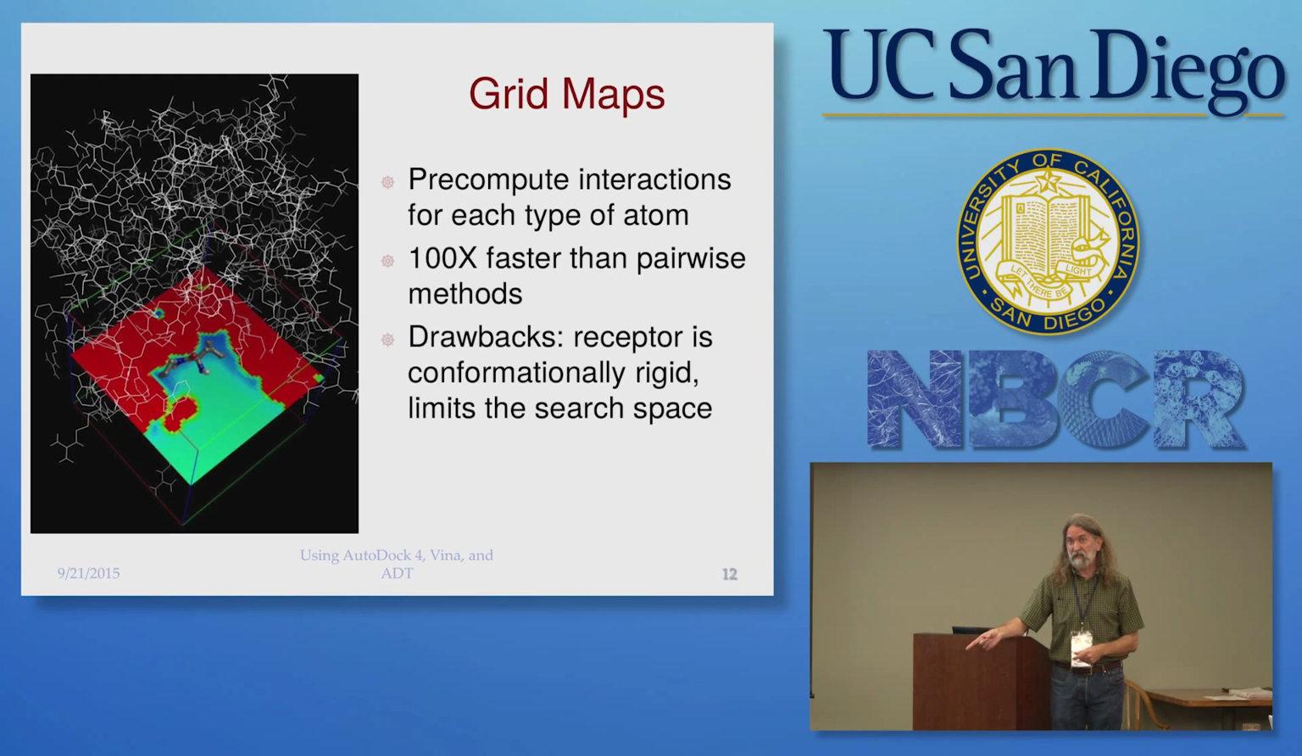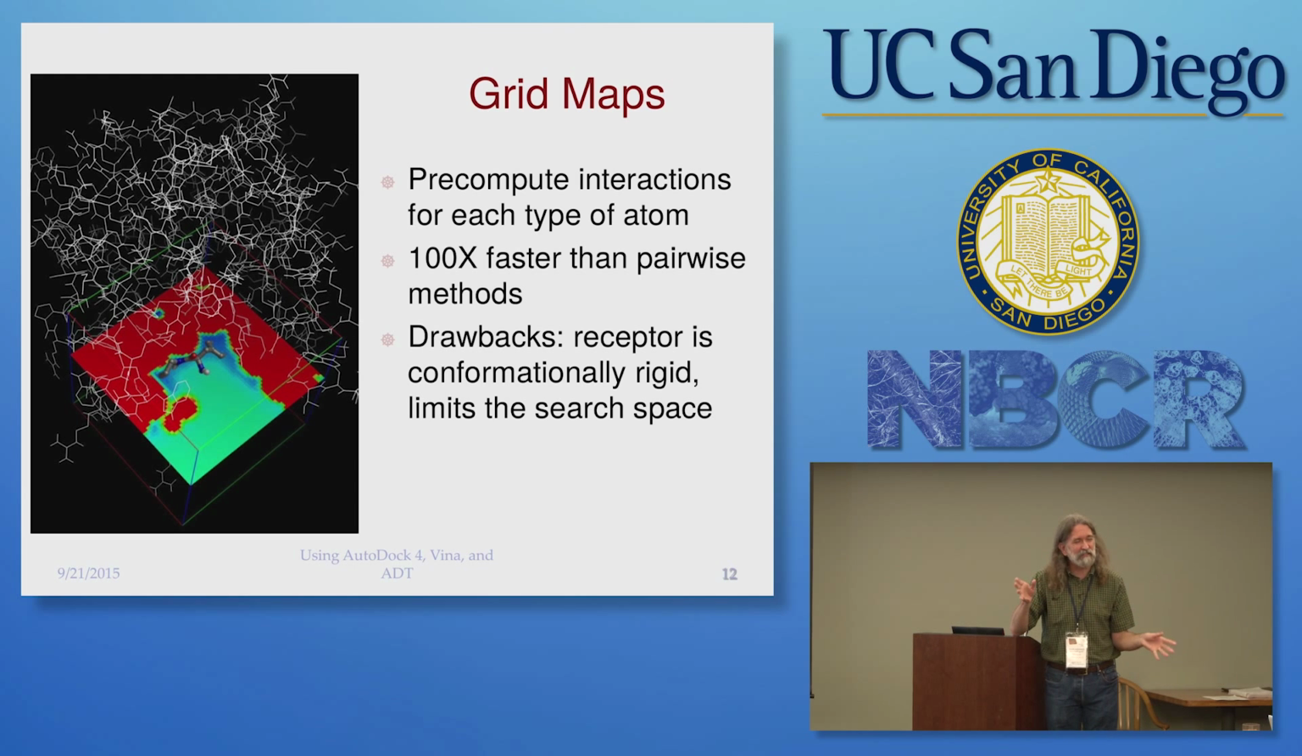The disadvantage of it is as soon as you calculate that grid, your receptor is totally rigid, right? It can't move. And that's a big approximation because, as you know, proteins move a lot: induced fit, allosteric motions, and stuff like that. So that is one big limitation of these kinds of methods.